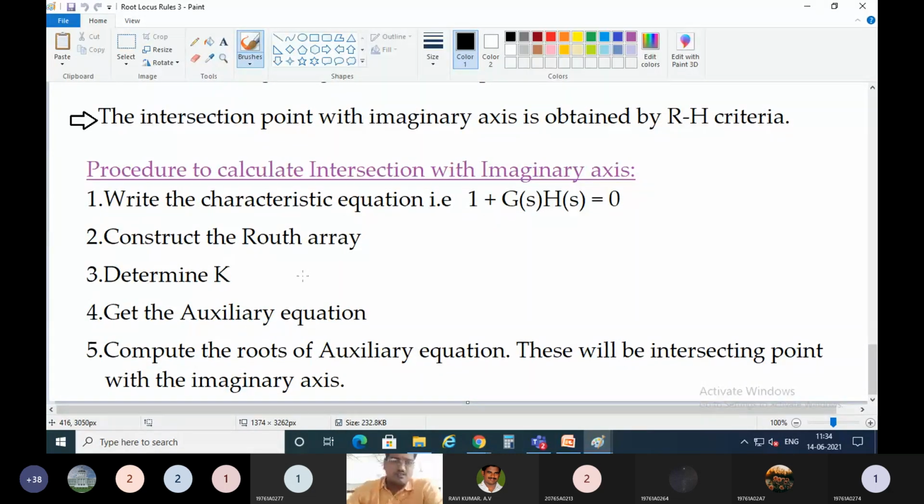In this rule, you are going to have marginal stability. So you are getting the k value: at what k value you are going to have marginal stability. This is rule number 7.